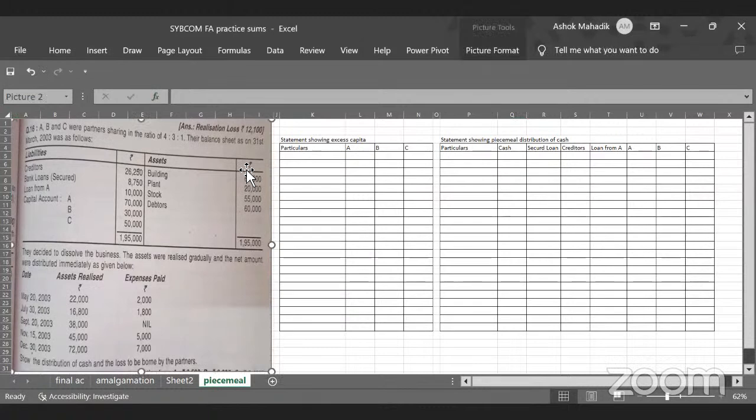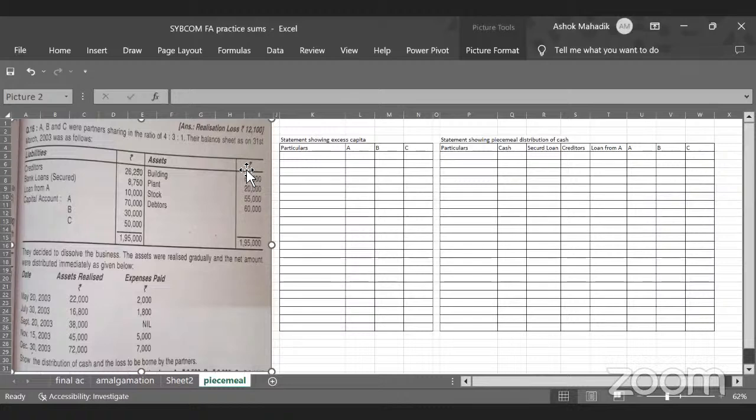Hello students, we'll start with this sum. This sum is based on piecemeal distribution. This is a practice sum for you. Okay, I have shared this question with you. So let us start with it.